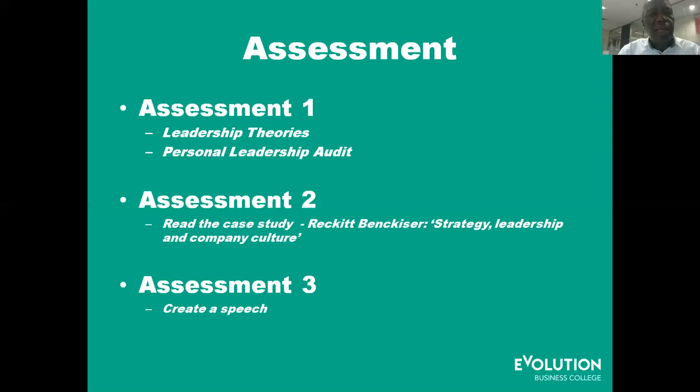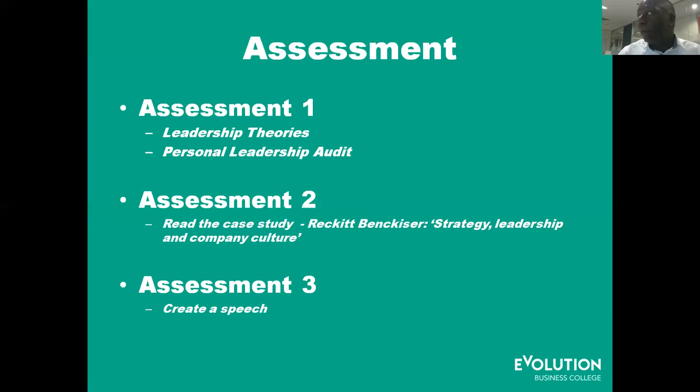Assessment 2 talks about this case study, which I was talking about, Rakit Banksa. It talks about strategy, leadership, and company culture. Most of the questions that you get in assessment 2 refer to this case study. It's a beautiful story, very educative of how teams and organizations run, develop, grow, and how they're led. It's going to give you an insight into how organizations are run.